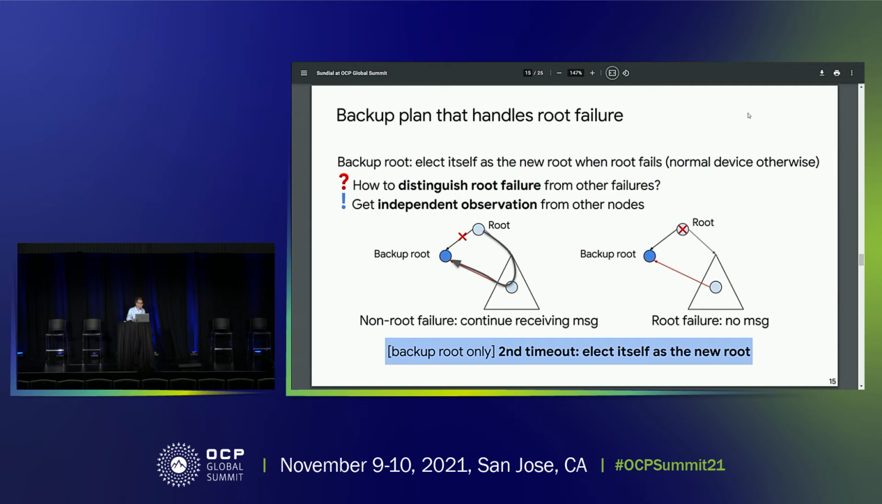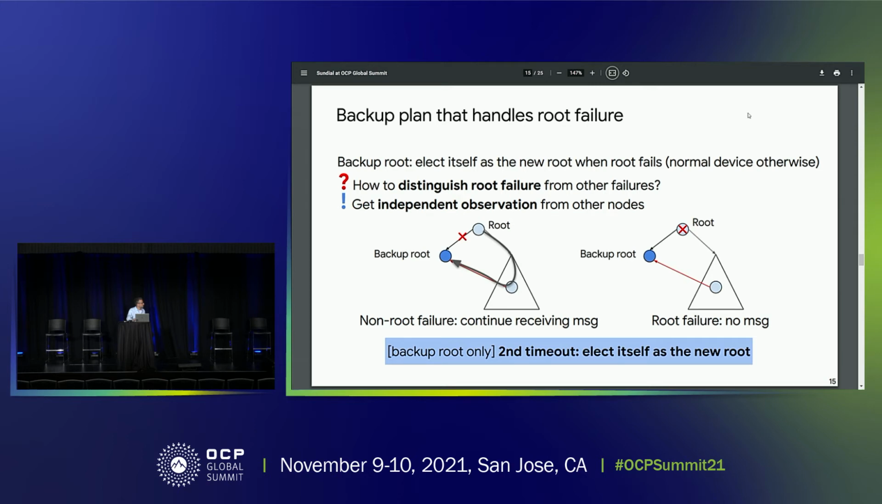So the key question here is, how does the backup root distinguish root failure from other failures, which is not straightforward. For example, in the two figures here, the blue node is the backup root. On the left, the link goes down, and on the right, the root itself goes down. But the blue node will observe the same effect. That is, it stops receiving any messages. So the key question is how to distinguish root failure from other failures.